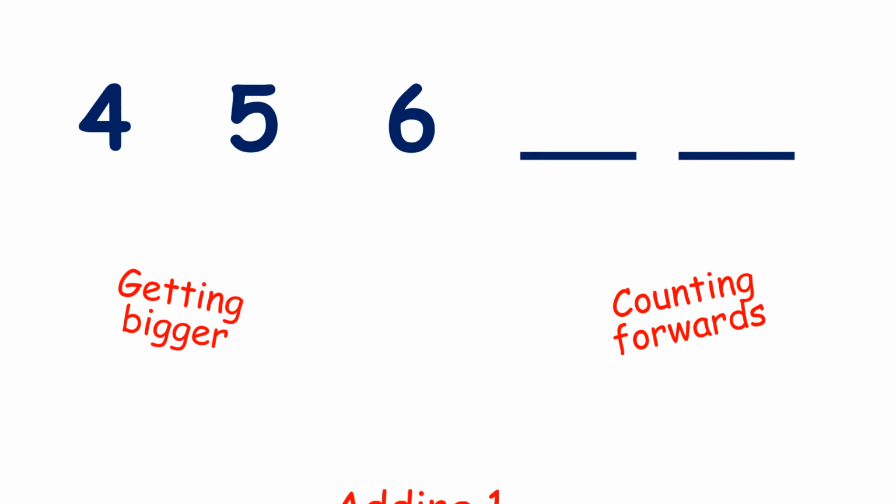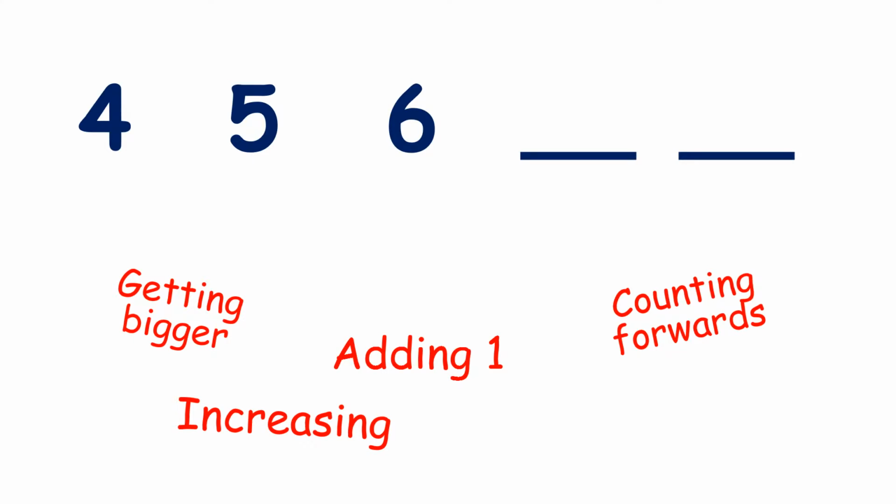We can say that we're adding 1 each time. We can say that the numbers are increasing by 1 each time, which is a fancy word for getting bigger. Or we can use another fancy word and say that the numbers are in ascending order, or they're ascending by 1 each time. So there are lots of different words that we can use.